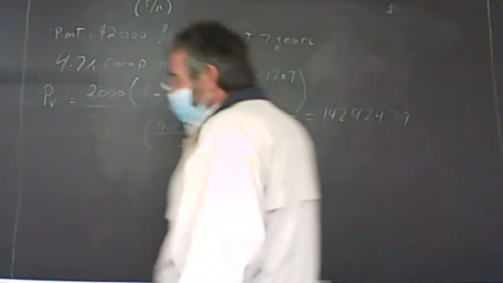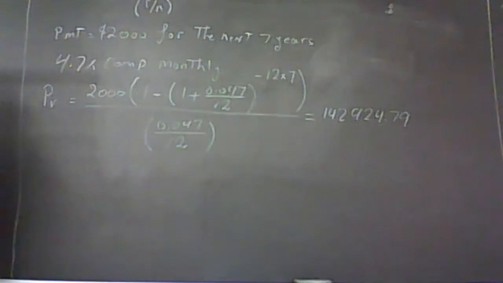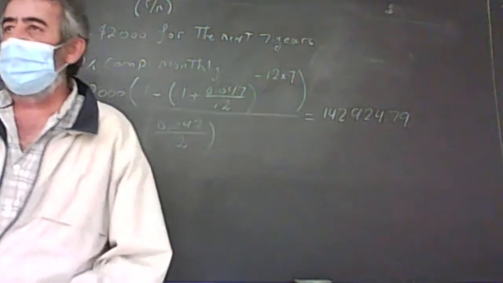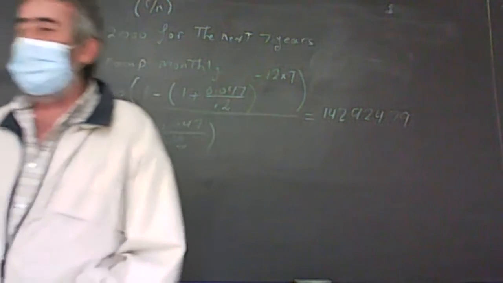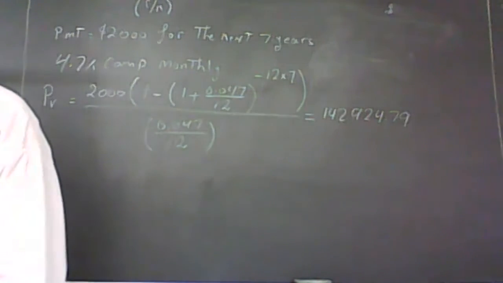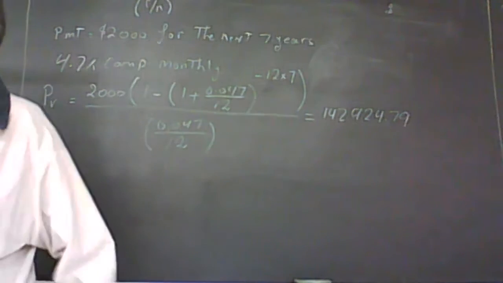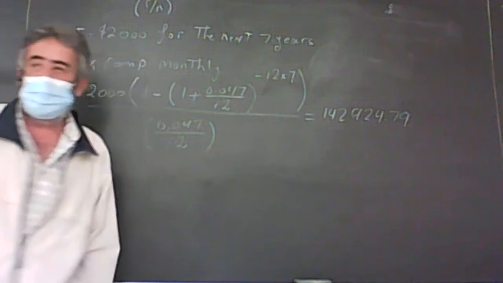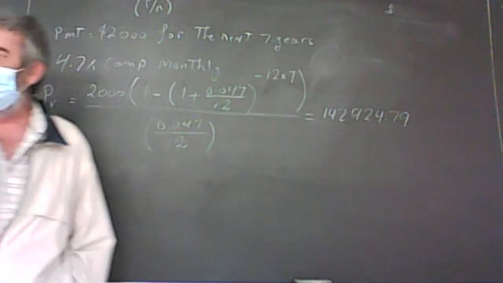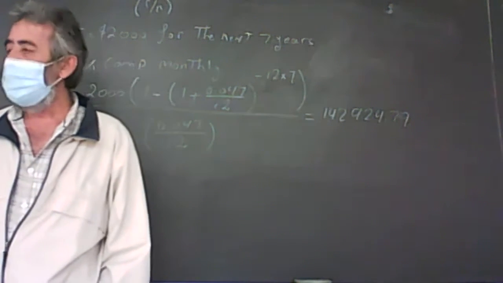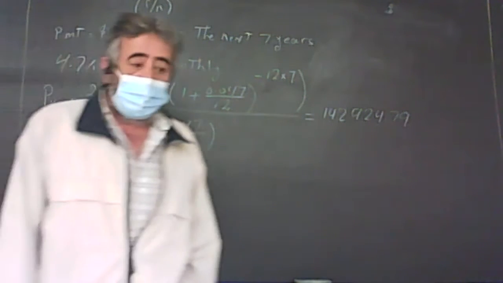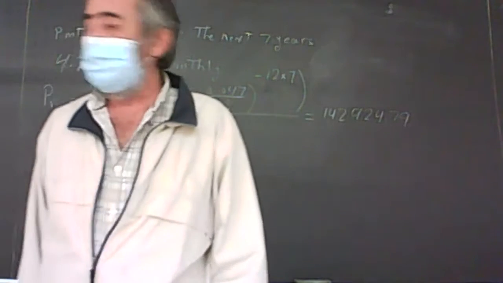142,924.70. So basically, if the insurance company invested that much money today in a bank account, they will guarantee that this person will be receiving the $2,000 a month for the next 7 years. Okay? Any questions?